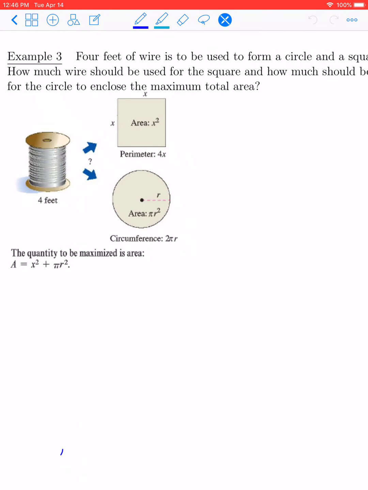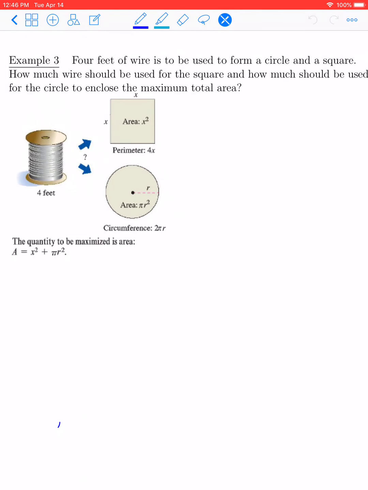Let's take a look at the next example. In example 3, suppose we have 4 feet of wire that are to be used to form a circle and a square. How much wire should be used for the square, and how much should be used for the circle to enclose the maximum total area? So for this question, we want to maximize the area.